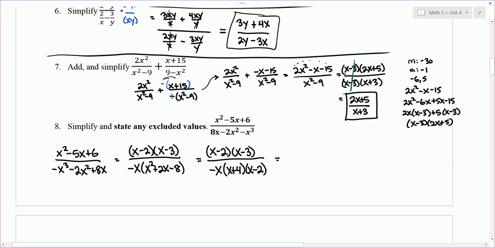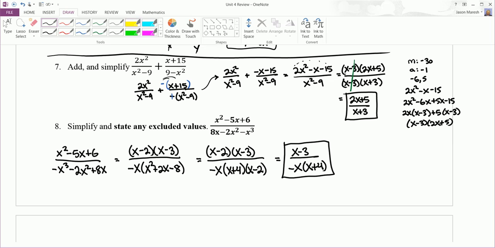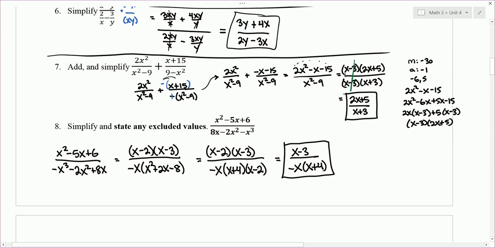And then we can go reduce the x minus 2's. We can divide by x minus 2 in the numerator and denominator. They cancel out. We get x minus 3 over negative x times x plus 4. So that is the simplified version of this fraction. When we look for excluded values, those are values that would make us divide by 0. We can't divide by 0, and so we've got to decide what x can't be.